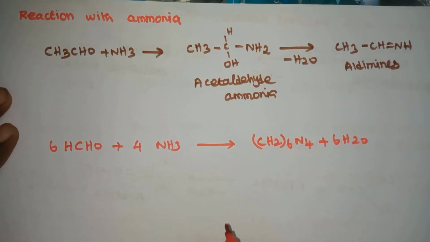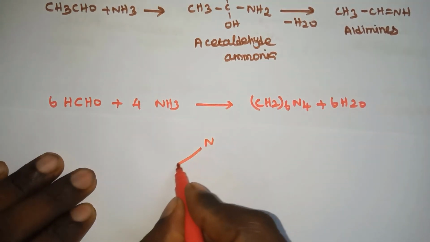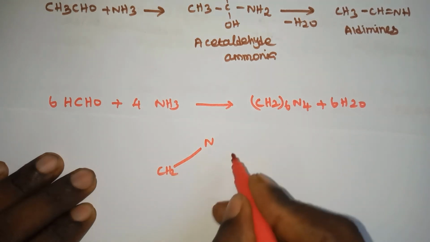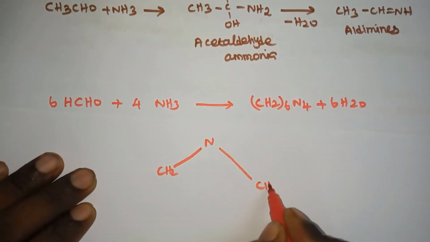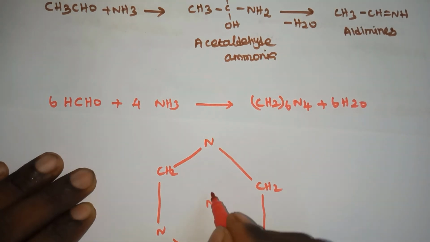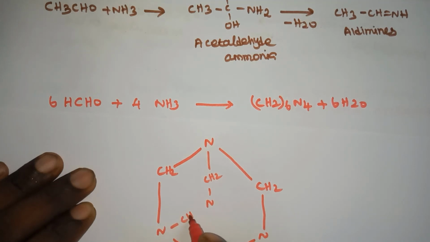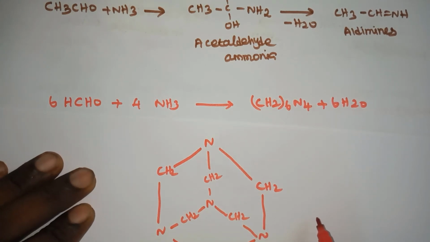Structure of urotropine is: N, CH2, CH2, N, N, CH2, N, CH2, CH2, CH2. Name of this compound is hexamethylene tetramine. It is also known as urotropine.